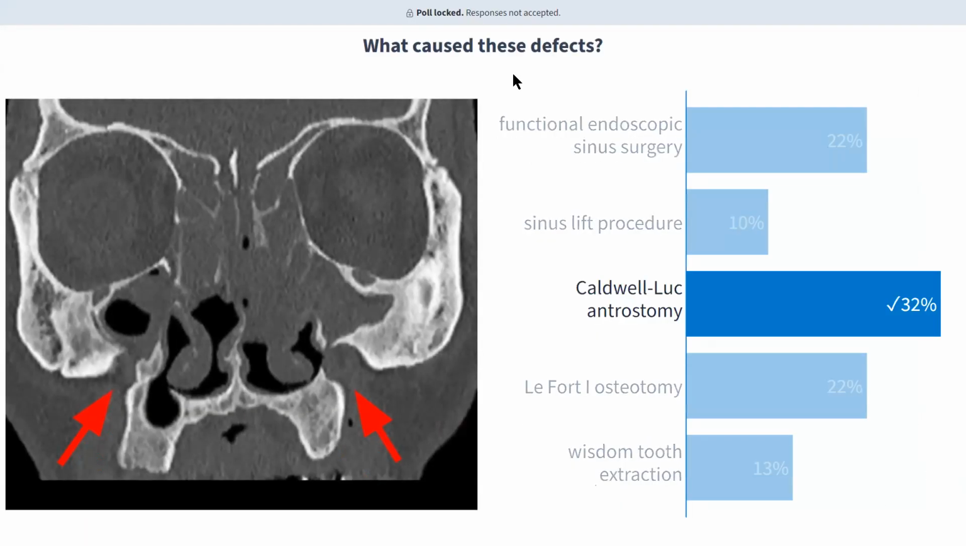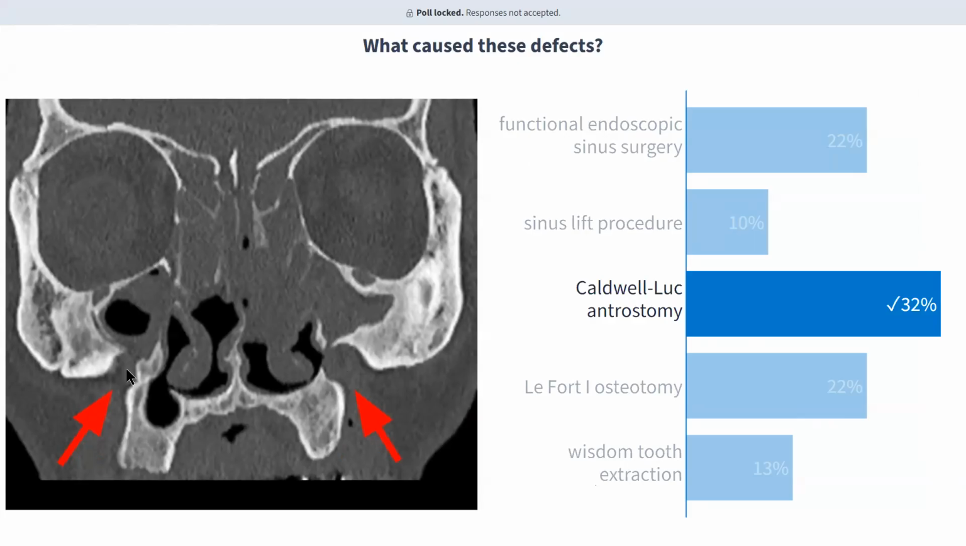Okay, a plurality got the answer correct, which is Caldwell-Luc antrostomy. Second most common answer was functional endoscopic sinus surgery, and then Le Fort I osteotomy. So what we see here are defects of the anterior maxillae that open up into the maxillary sinus, and we see there's a background of sinonasal mucosal thickening, indicating likely chronic sinusitis.